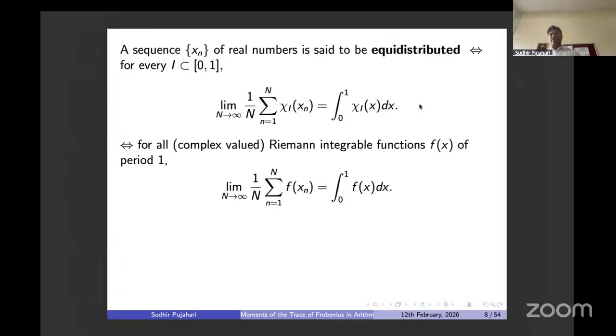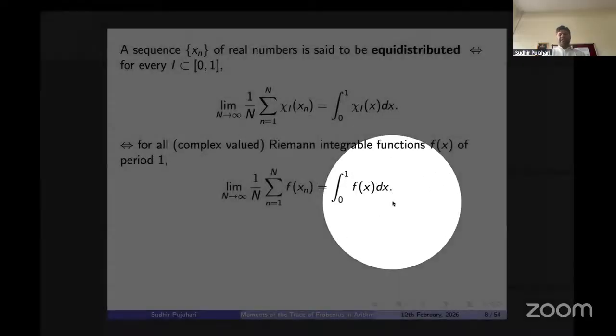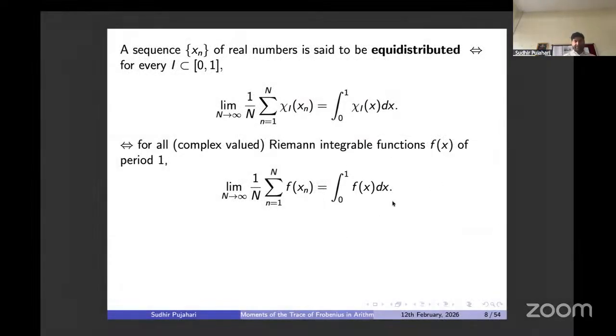But the moment you bring in the characteristic function, now the whole calculus is at our disposal. This is one of the instances where you can see the power of rewriting in a slightly different language. Because characteristic functions are dense in the Riemann integrable functions on a closed interval, in particular periodic Riemann integrable functions, we can rewrite the definition of equidistribution as: x_n is equidistributed in the unit interval if and only if for any Riemann integrable function f of period 1, the left-hand side limit should be equal to the integral of f dx.